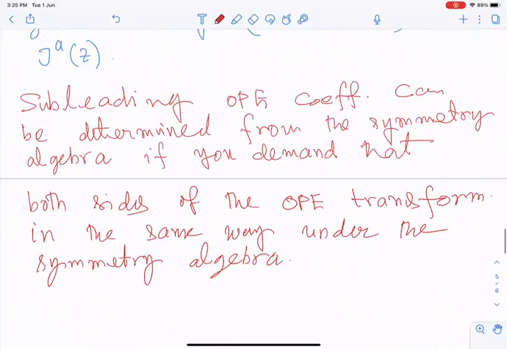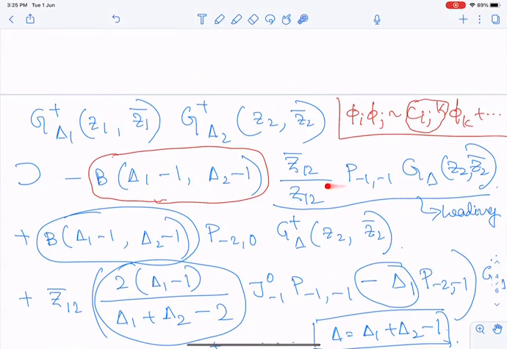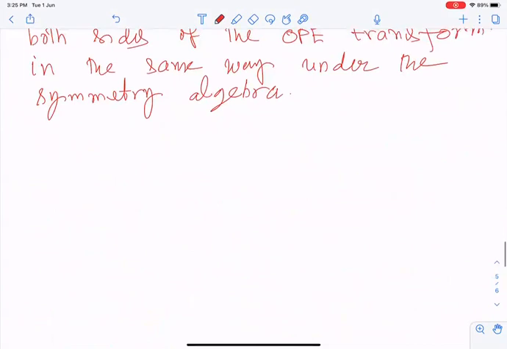Okay, so this is important because nothing in this is actually undetermined. So the whole thing is completely fixed in terms of this infinite dimensional algebra. So that is the main point. Okay, so now let's talk about the appearance of the null states.